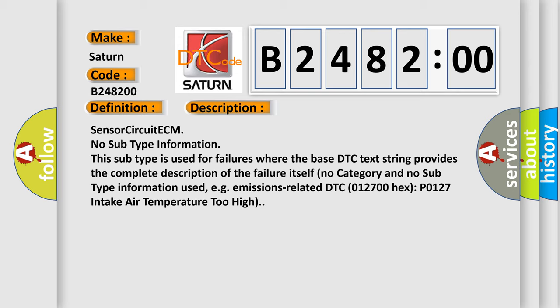Sensor circuit ECM no subtype information. This subtype is used for failures where the base DTC text string provides the complete description of the failure itself. No category and no subtype information used, e.g. emissions related. DTC 012700 hex P0127 intake air temperature too high.